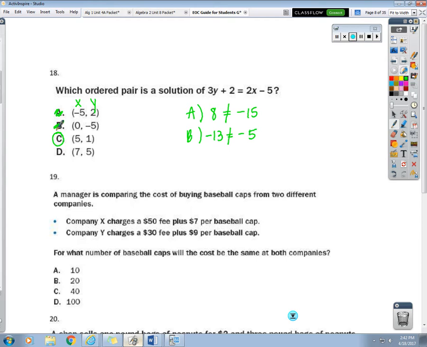So B doesn't work. Then you would try C, where x is 5, y is 1. 3 times 1 plus 2. And over here, 2 times 5, minus 5. Is that a true statement? Yes, 5 equals 5, so that's why C is the answer. Now don't you see how easy that is?